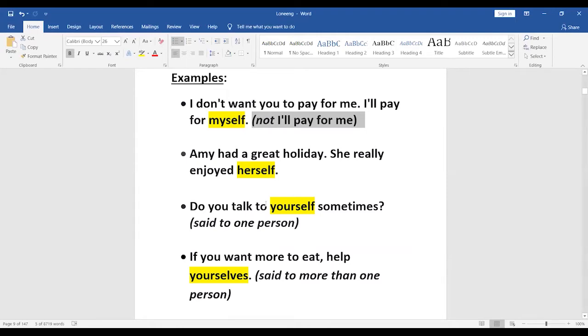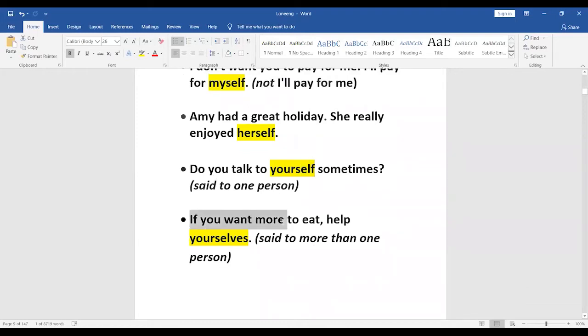Do you talk to yourself sometimes? Someone is asking one particular person, yourself. Here, self, SELF, is spoken to just one person, singular. And in the next sentence, if you want more to eat, help yourselves. Notice here, selves, SELVES, is the plural form, spoken to more than one person. So the first, yourself, is just one person, but yourselves is to many people. Now you need to know the spellings too, so just pay attention. It's not much. SELF singular, SELVES plural. All right, let's go on.